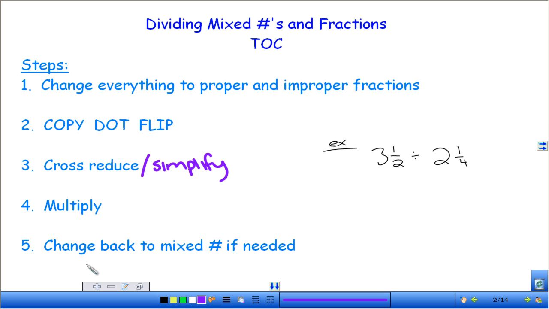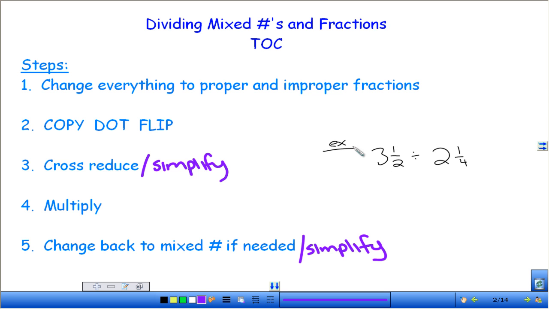and then change back to a mixed number if needed. Now, when we're dividing mixed numbers, I don't think we'll get as many mixed number answers as we did with multiplying, just because usually when we're dividing, we're making our answers smaller. So keep that in mind, but if you can change it back to a mixed number, make sure you do that. And then simplify always. If you need to add that in there, add that in there. So always simplify your answer.